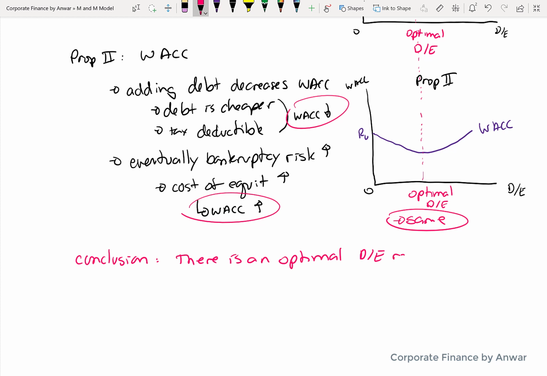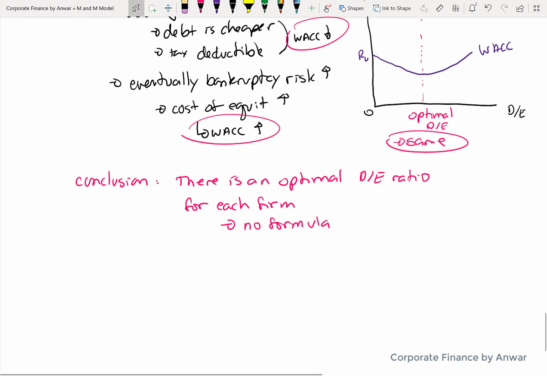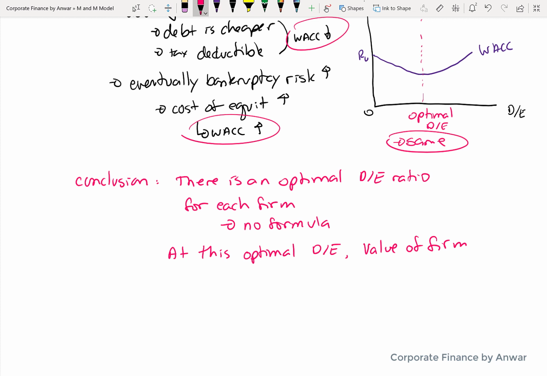So the conclusion in this case is case 1 was it wasn't relevant. Case 2 was you maximize debt. In this case, it says that there is an optimal debt to equity ratio for each firm. Okay? And it's going to be different. It's not going to be one ratio for everybody. And there's no formula for it either, at least nothing simple, straightforward like there was in case 2. And at this optimal debt to equity ratio, the capital structure for a company, that's going to occur at the same point that the value of the firm is maximized and the weighted average cost of capital for the firm is minimized.